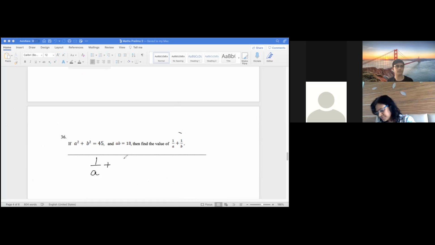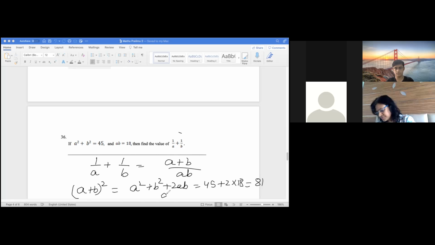1 by A plus 1 by B is actually what? A plus B upon AB. So we need the value of A plus B, and AB is already given. A plus B we will find from the whole square: A square plus B square plus 2AB. A square plus B square is 45 plus 2 into 18. How much do we get? We get 81.